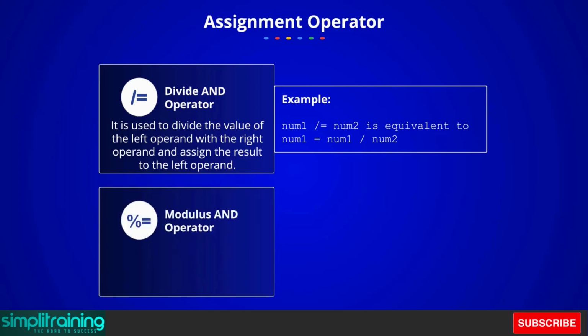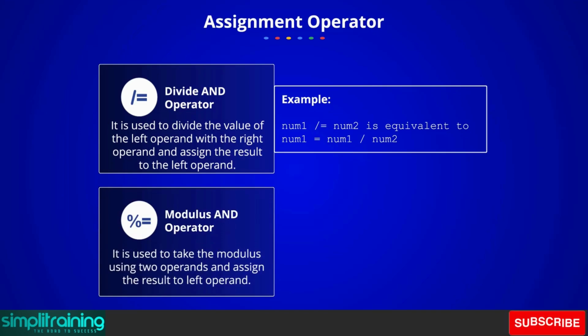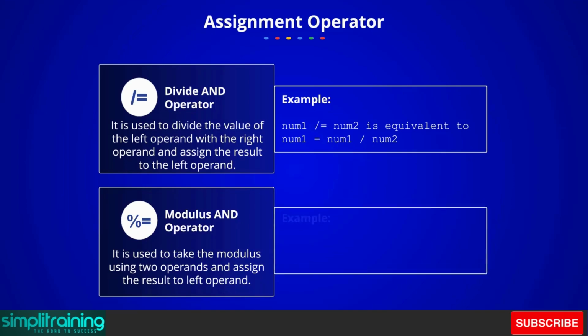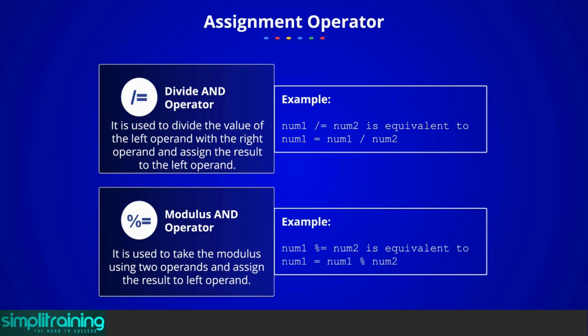Modulus AND operator. It is used to take the modulus using two operands and assign the result to the left operand. Example, num1 %= num2 is equivalent to num1 = num1 % num2.